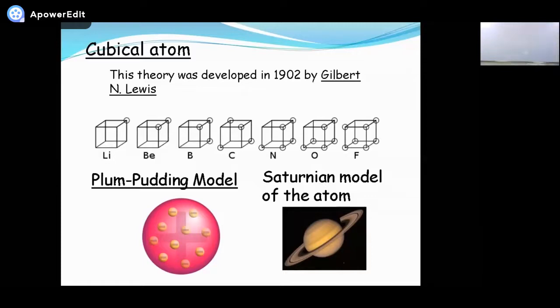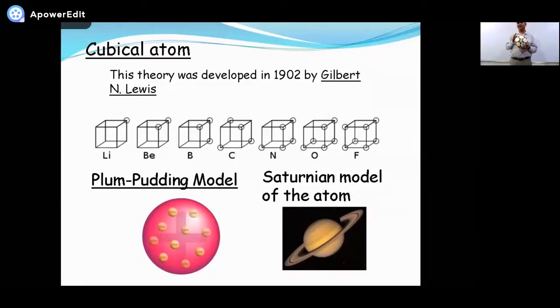Suppose this is an atom, then the whole atom is solid, and this whole atom is positively charged. I repeat, what was the knowledge at that time? The scientists knew that an atom has positively charged particles and negatively charged particles. Now the question is where they are located. So J.J. Thomson put forward a model which is known as the plum pudding model.